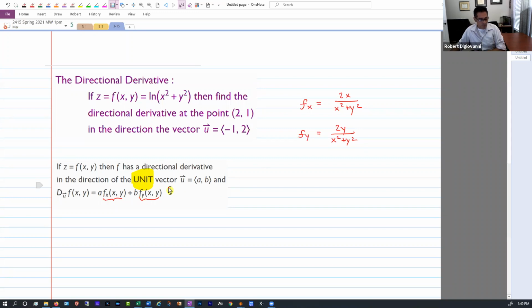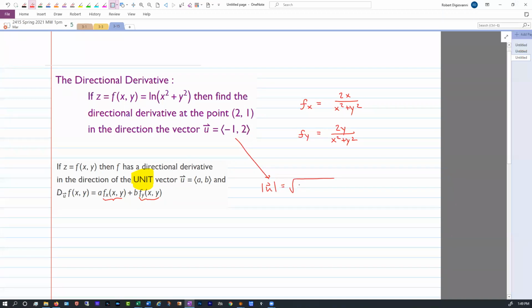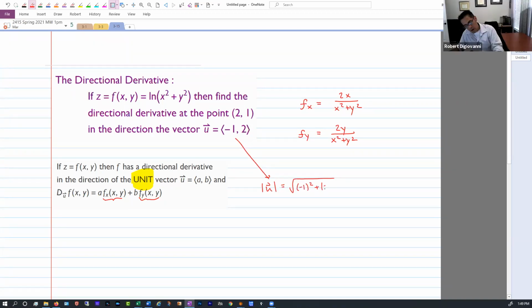Now, in order to use the formula, Daisy, we need to know what a and b are, right? And a and b are the components of the vector u, but it has to be a unit vector, right? So is this a unit vector? Is its length 1? How could we check that? What is the length of this right now? You just do the square root of the sum of each of the components squared, and you should get root 5. And that's not 1, is it? So it is not a unit vector, right, Daisy?